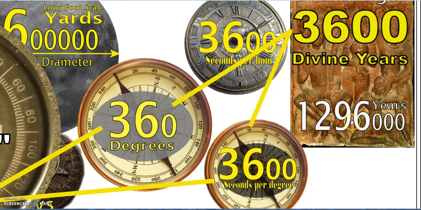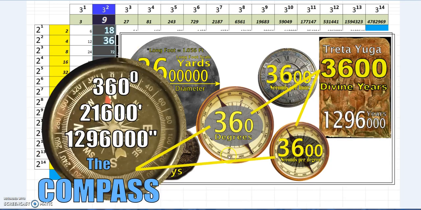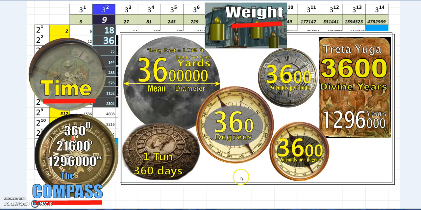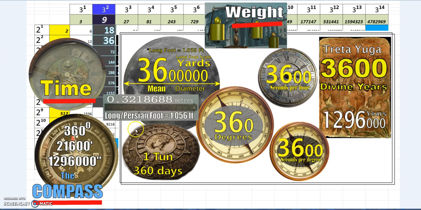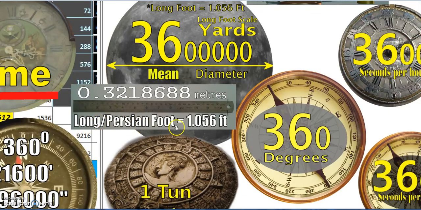And a Yuga, what do we have? Again, 1,296,000 years. Nice connection there. And again, you just consistently see these in measures of time, of weight, of distance, even temperature and pressure will appear more and more as we advance. So weight, time, and the compass, but also the ruler, again, the Persian foot, this long foot scale.